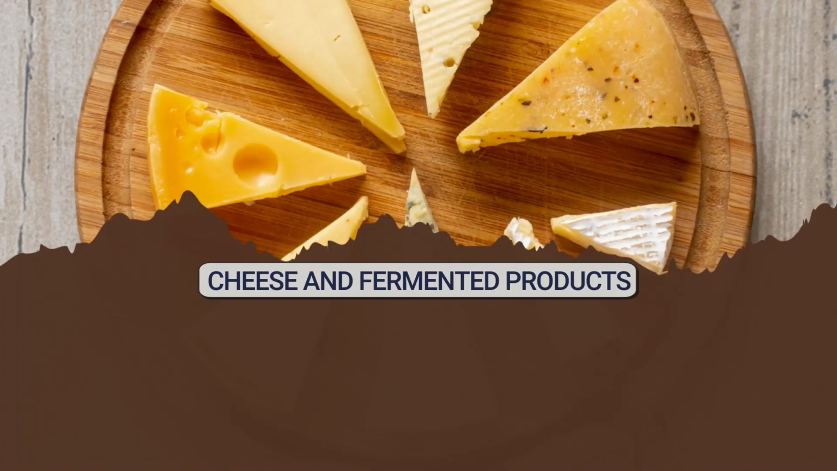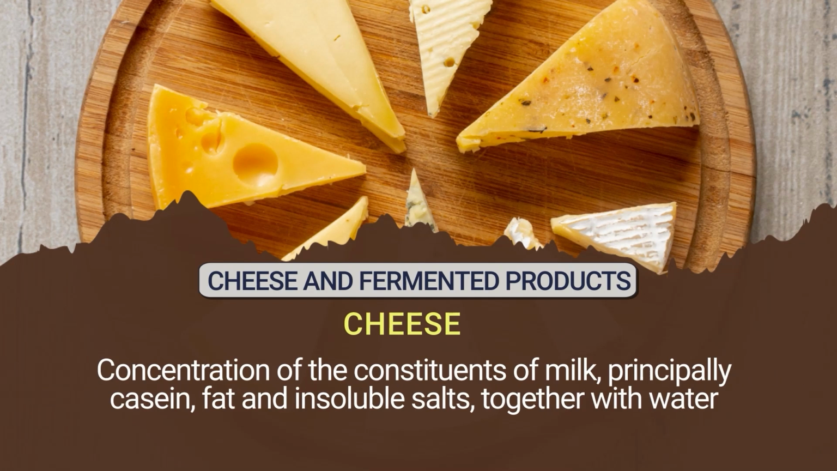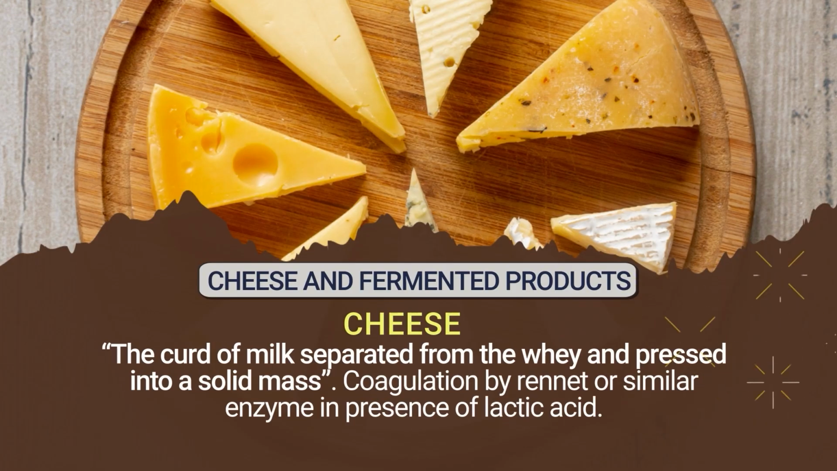Next we come to the cheese and fermented products. Cheese is basically a concentration of constituents of milk, primarily casein, fat and insoluble salt together with water, in which a small amount of soluble salt, lactose and albumin are found. It is curd of milk separated from whey and pressed into a solid mass. So it is a coagulation by rennet or a similar enzyme in the presence of lactic acid. Popular examples are cheddar and mozzarella.